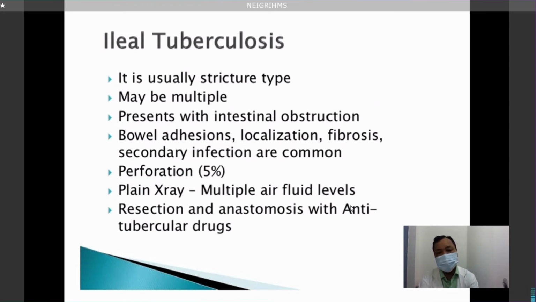So these are just the presentations, how they might present. If it's ileal tuberculosis, usually it can be in the form of stricture or perforation. So depending upon the presentation, you will decide the management that I have told just some time back. But the primary line of management is anti-tubercular treatment, and only when the complications are there do we try to manage surgically.